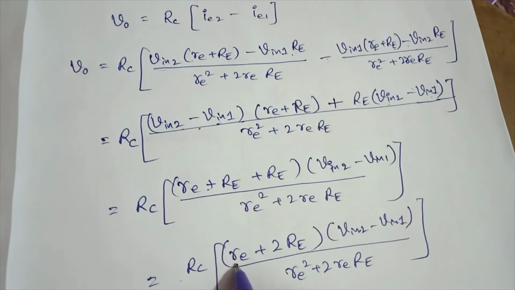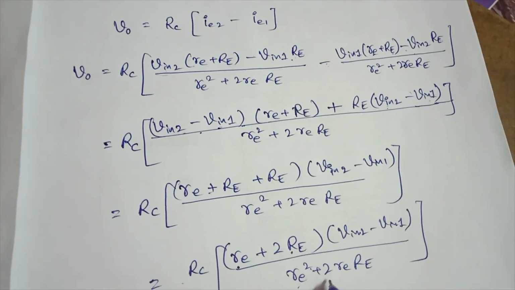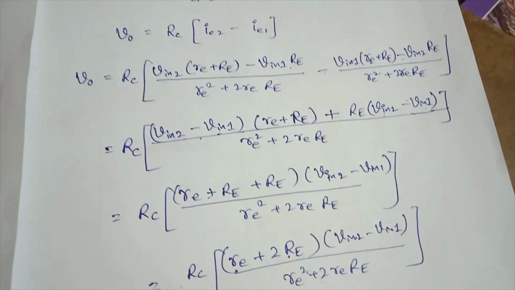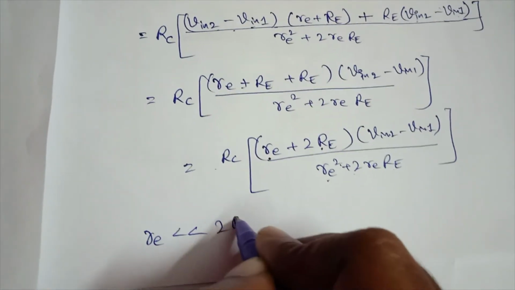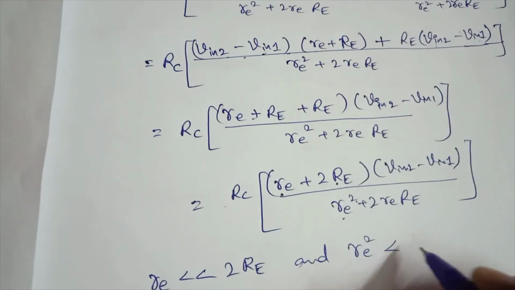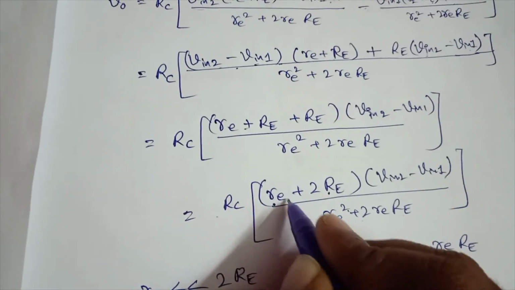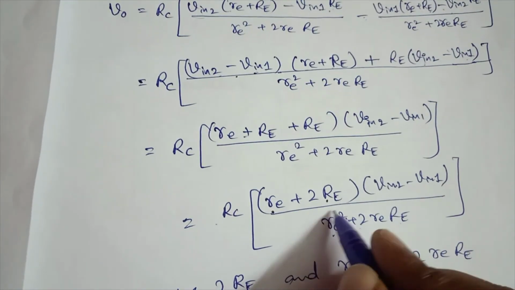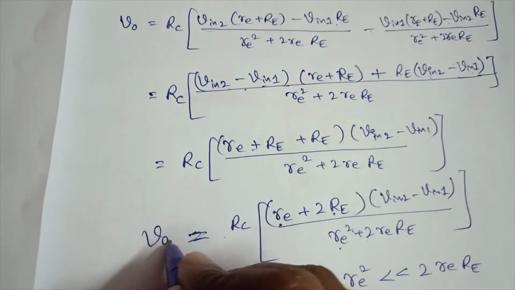So here RE is very small compared to 2RE. Here RE square value is very small compared to 2RE. So RE value is very small compared to 2RE, and RE square is very small compared to 2RE RE. Therefore neglect this RE term, and in denominator neglect this RE square term. So now what is V0?